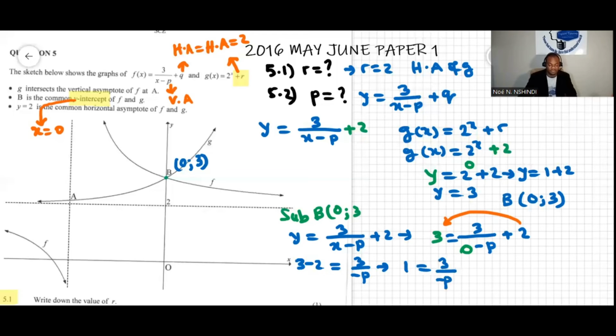Then by cross multiplication, because 1 here can be written as a fraction, we can cross multiply 1 with negative p, and then 1 times 3, and this will make negative p equal to positive 3, which means p equal to negative 3. So p is negative 3.